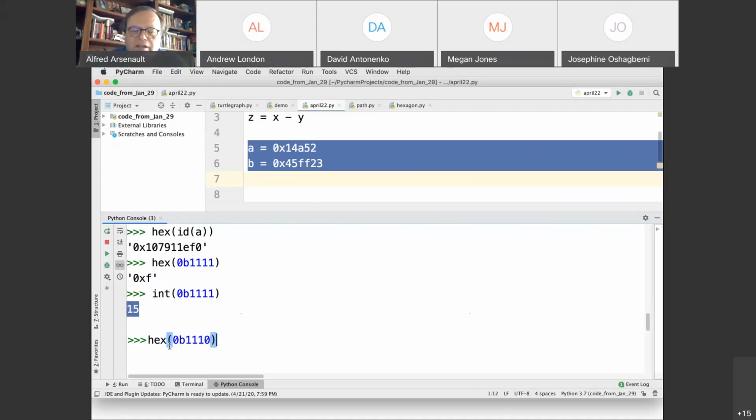So the hex of 0B1110 is E. So 1110 is E. 1101 is D, and so on. And so it's fairly easy to construct this table of, for every 4 bit group, you have a single hex digit.